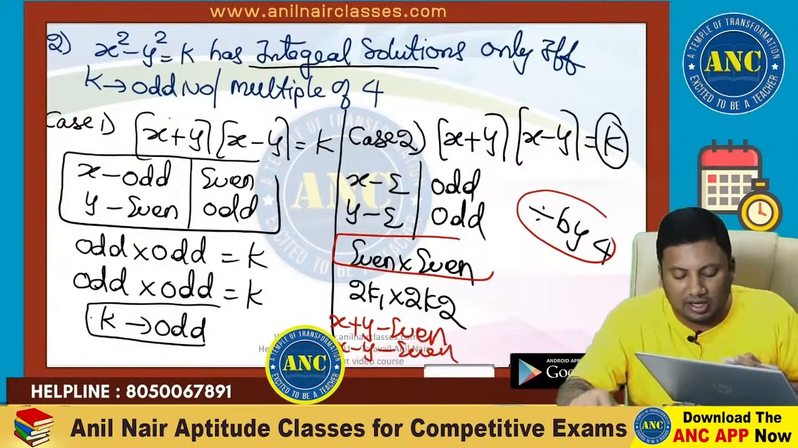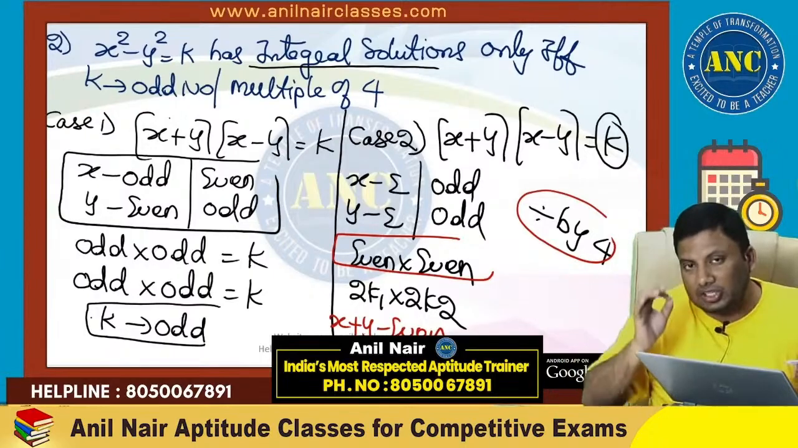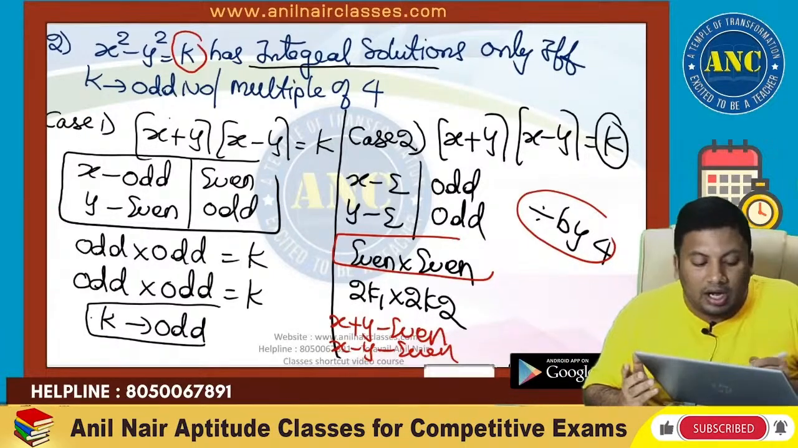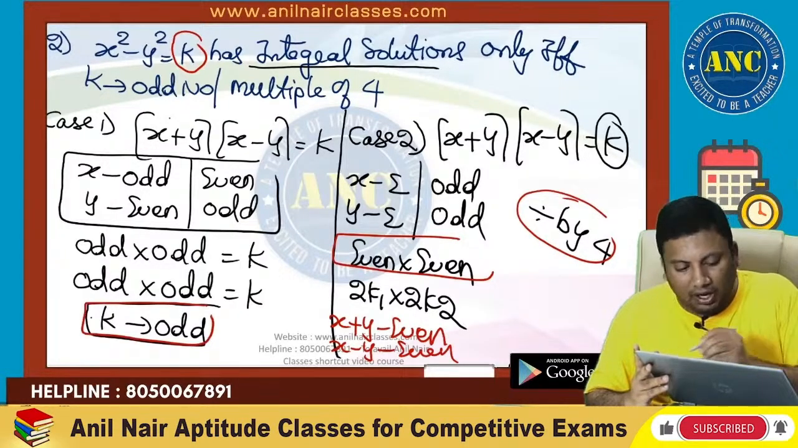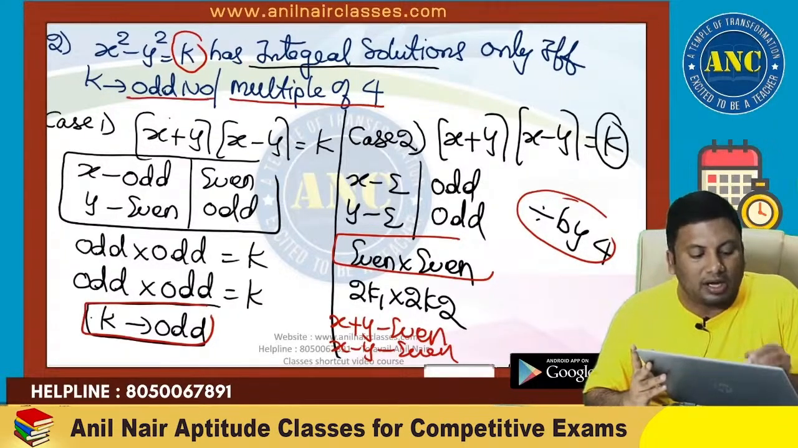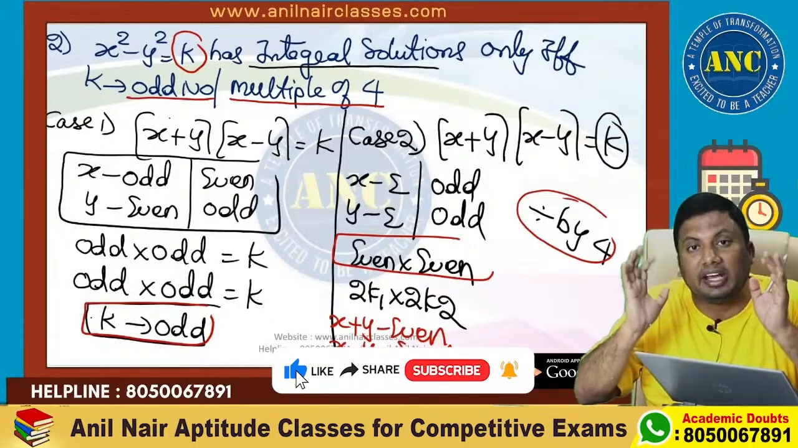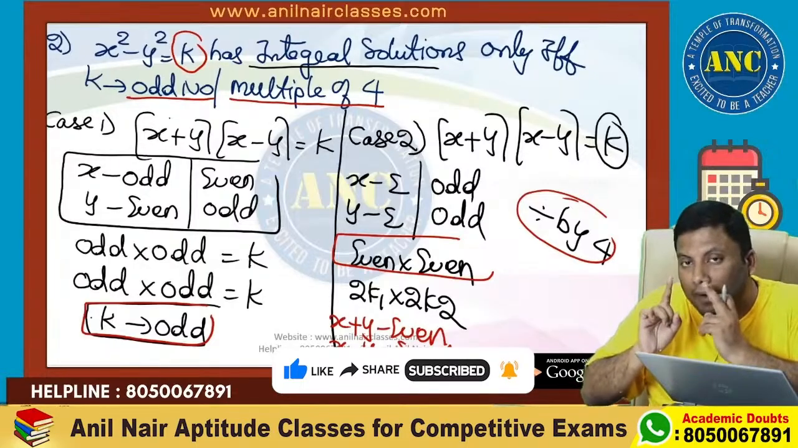Or x is odd, y is odd. Odd plus odd is even, odd minus odd is even. Extremely important concept: the right hand side, only if it is an odd number or a multiple of 4, then x and y will take integral solutions. Only if the right hand side is a multiple of 4.